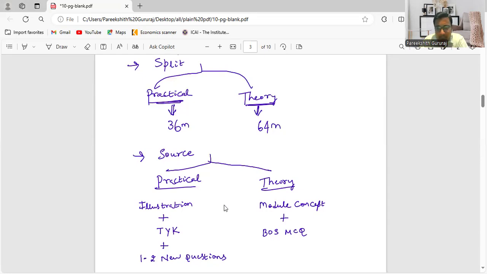The theory was from module concepts plus BOS MCQs. Although no case study was repeated from the MCQs, the concepts covered were pretty much similar to the BOS MCQs.